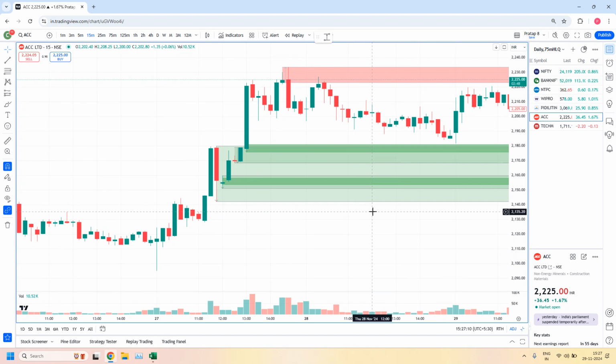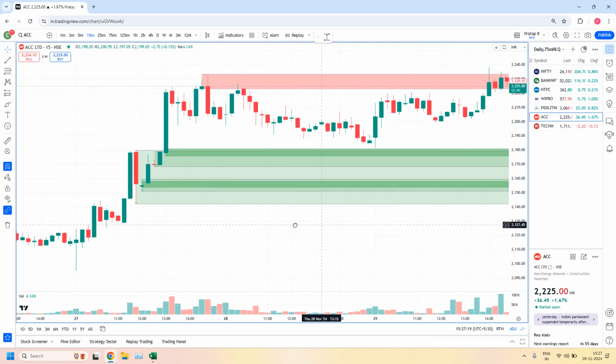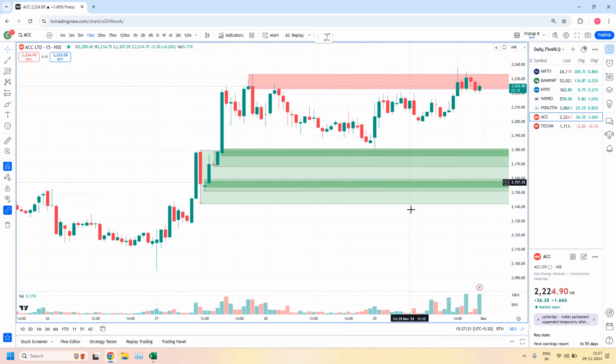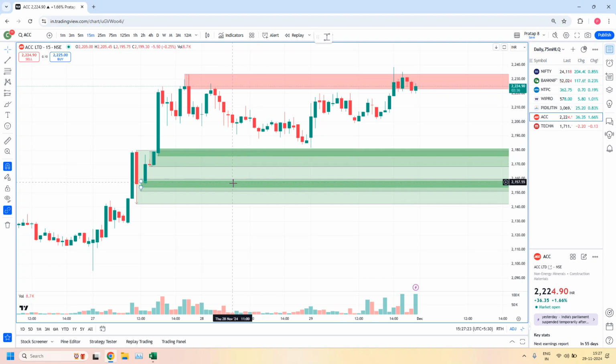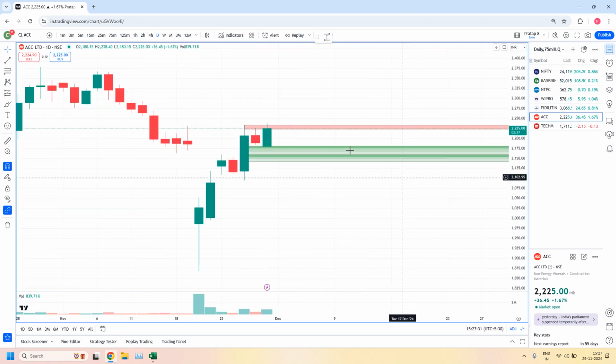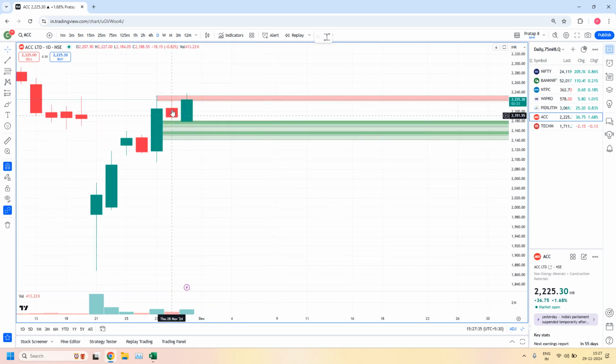And ACC, I already fine-tuned this zone. I already explained this. This is not fine-tuned by me now. I didn't fine-tune it yesterday. Yesterday when I opened this chart, it was already fine-tuned. I already explained it to you in the earlier sessions. Probably when I explained it, let me go to the daily. I think yesterday only we might have discussed ACC.